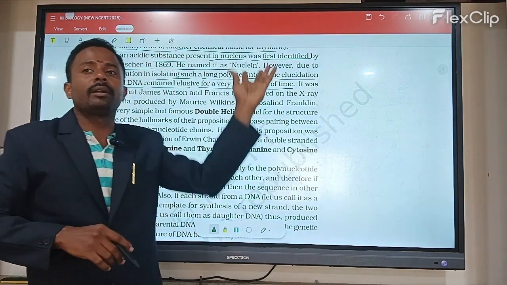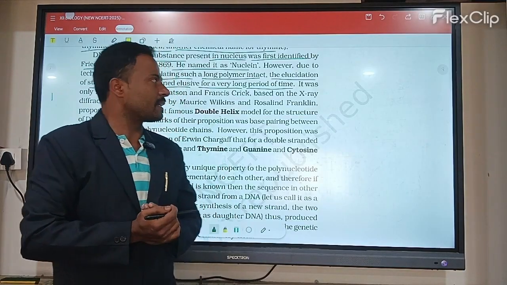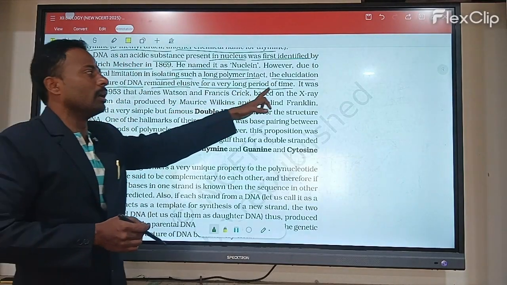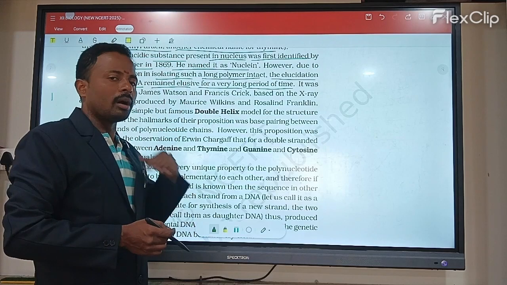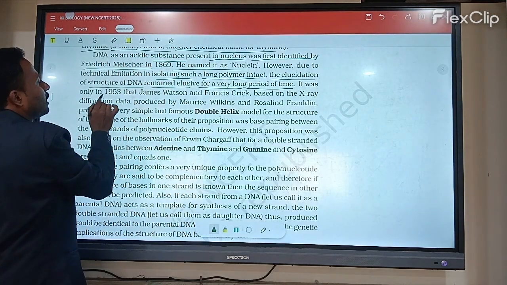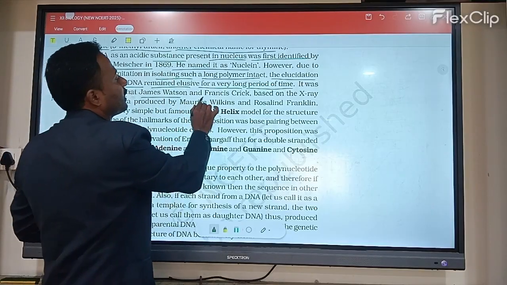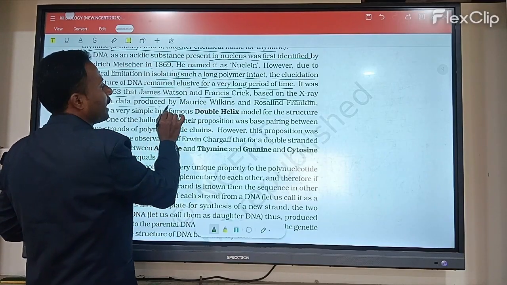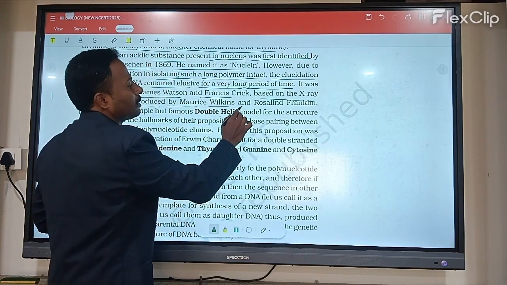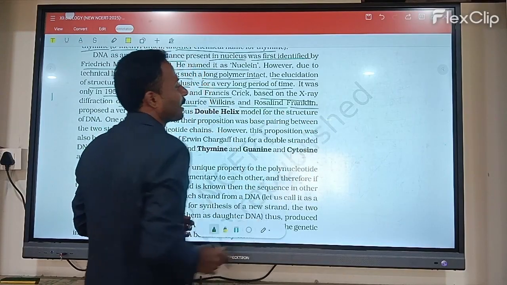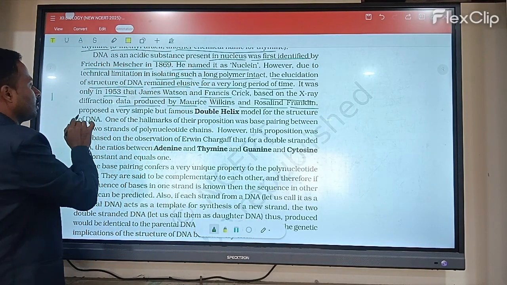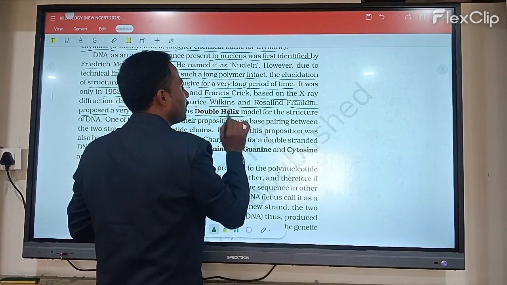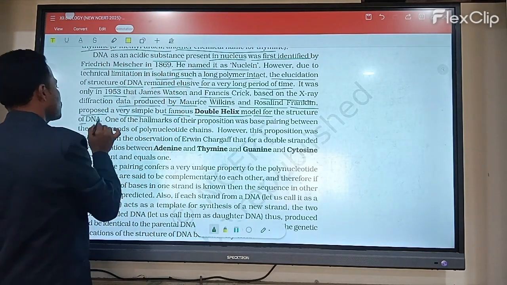So the development of the total DNA study is a time taking process. It is a time taking process, but finally they identified the long DNA fragments after a long time. It was only in 1953 that James Watson and Crick, based on the X-ray diffraction data produced by Maurice Wilkins and Rosalind Franklin, proposed a very simple but famous double helical model of the structure that is called DNA.